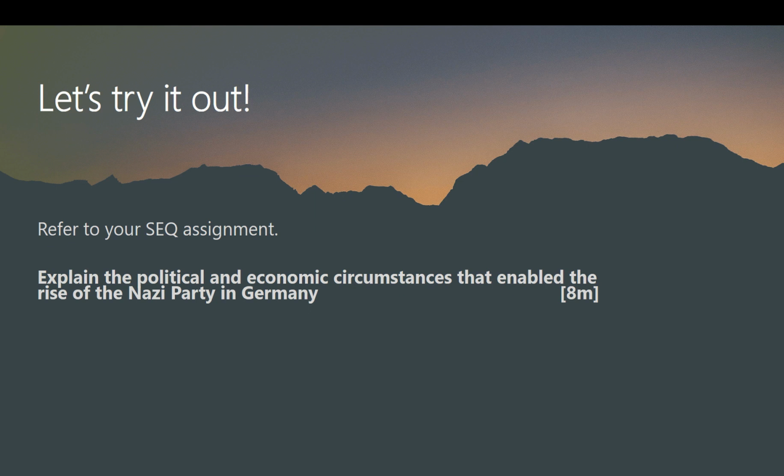Now let's actually put it into practice and look at the question that you have been given for this week. So this is your SEQ question. Explain the political and economic circumstances that enabled the rise of the Nazi Party in Germany. Here you see that they are asking you on two things: political circumstances as well as economic circumstances. It being an 8-mark question, it requires 2 PEELs. So 1 PEEL on a political circumstance and 1 PEEL on an economic circumstance.